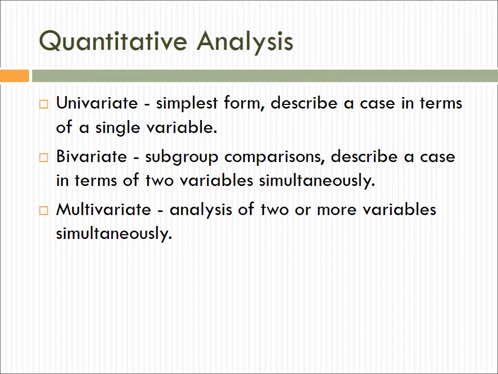Bivariate is what we're doing today. Subgroup comparisons describe a case in terms of two variables simultaneously. So for example, today we're going to do gender and poll hit, and race and poll hit. These are all two variables, and we can say a lot more about them than with univariate.